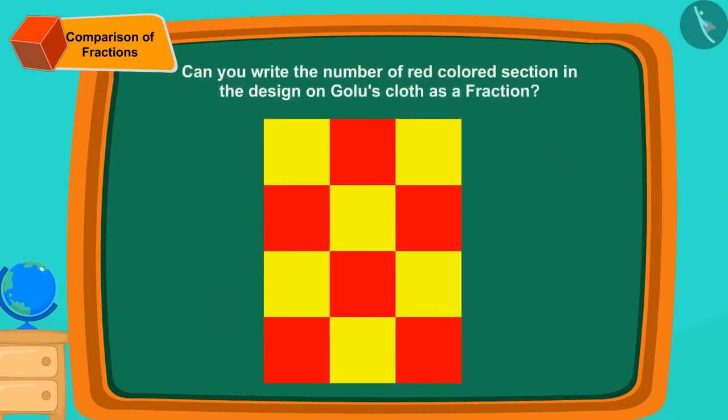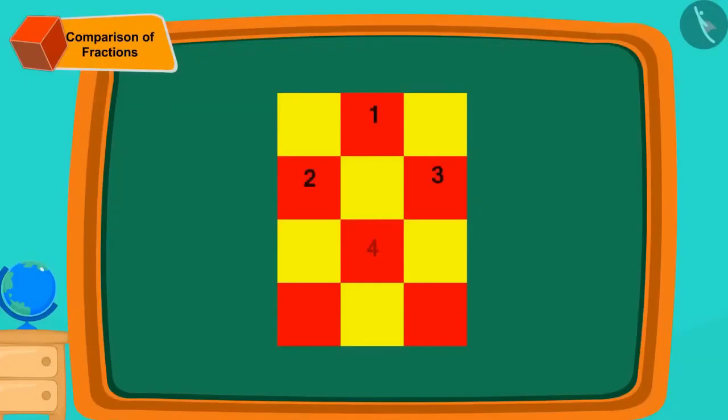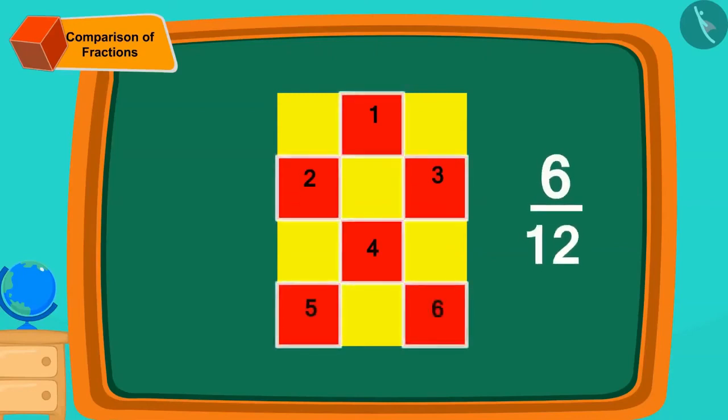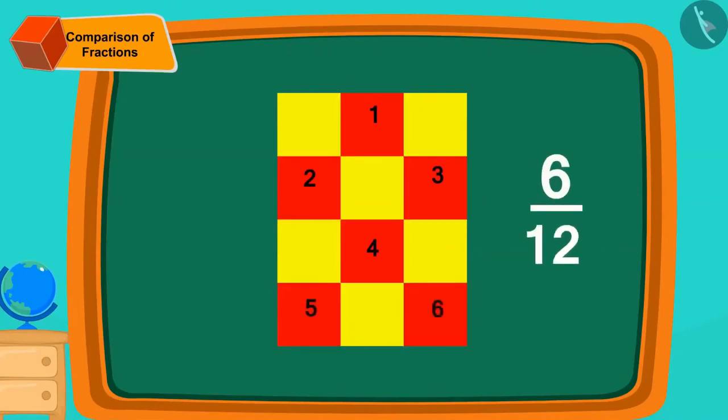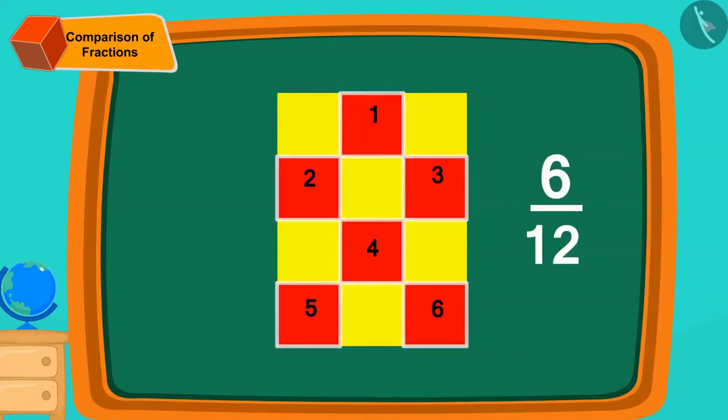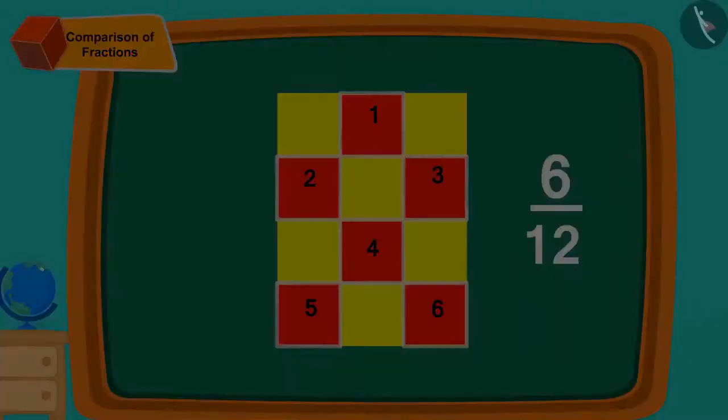Can you write the number of red colored section in the design on Golu's cloth as a fraction? Find the answer to this question by pausing the video. Oh wow, children! You have found the answer absolutely correctly. The red colored section is also 6/12th part of the design.